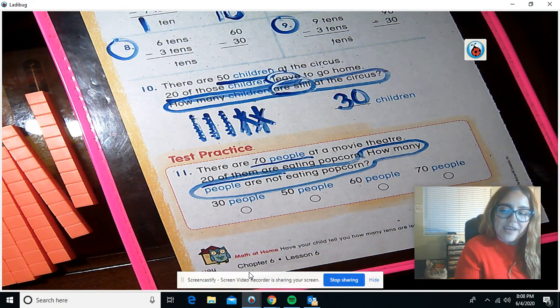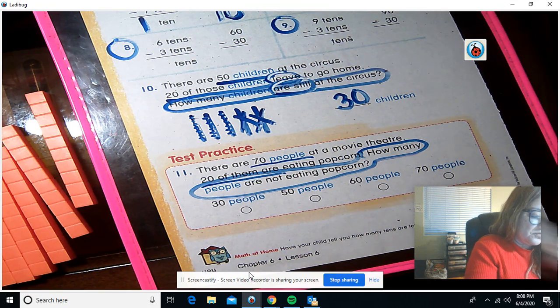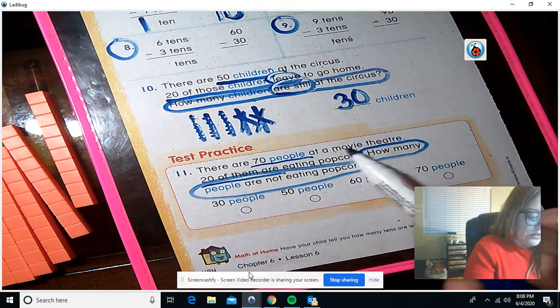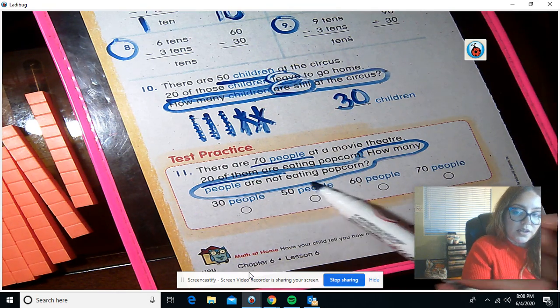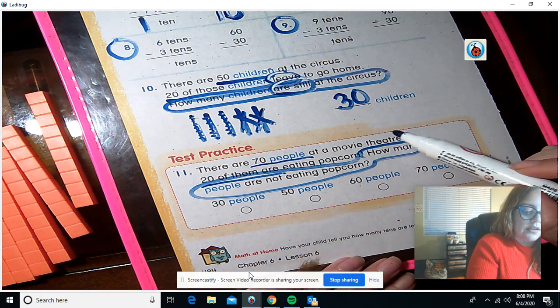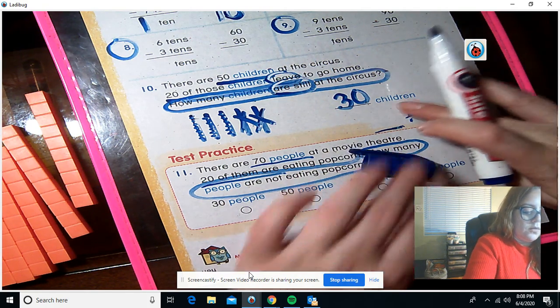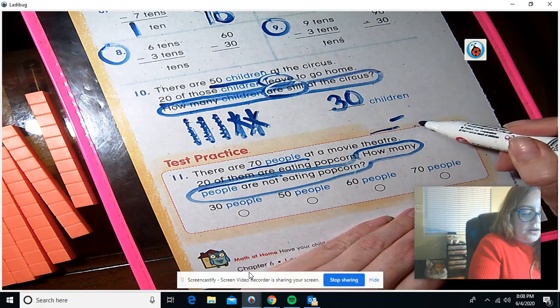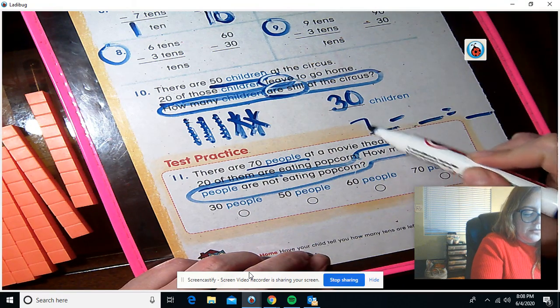First, you have to think, okay, do I have to add or do I have to subtract? Look at your question. Are there any clues for you here? There are 70 people at a movie theater. 20 of them are eating popcorn. How many people are not eating popcorn? So remember, subtraction is whole minus part equals part. So if my whole is 70, that's how many people.